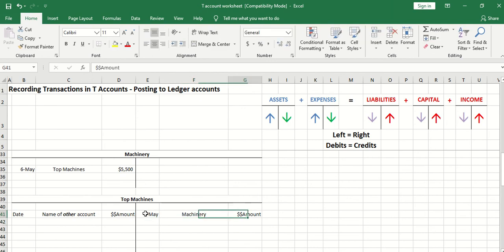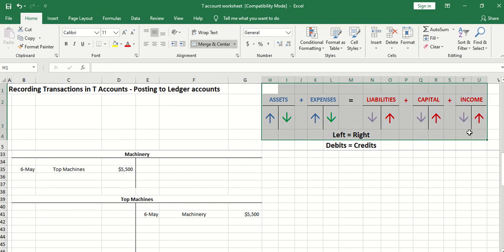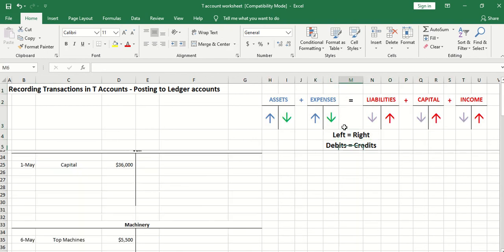Always put the name of the other account. And so I have machinery here for 5,500. I have Top Machines here for 5,500. My left equals my right. This equation still holds. Everything is fine.